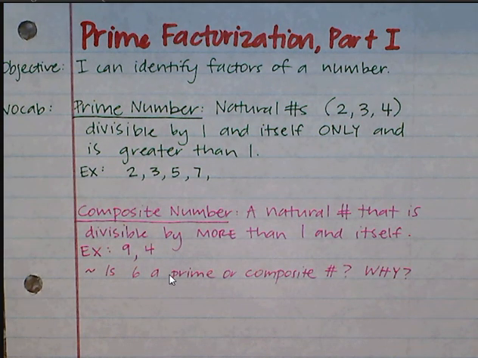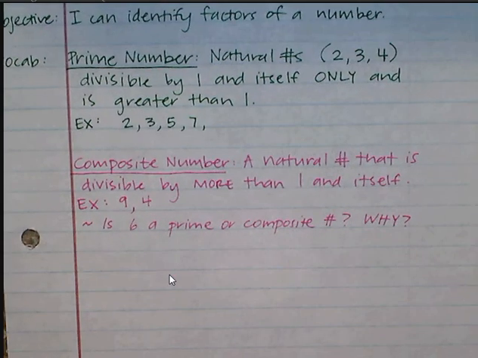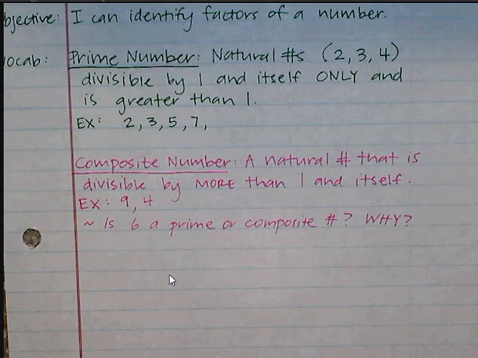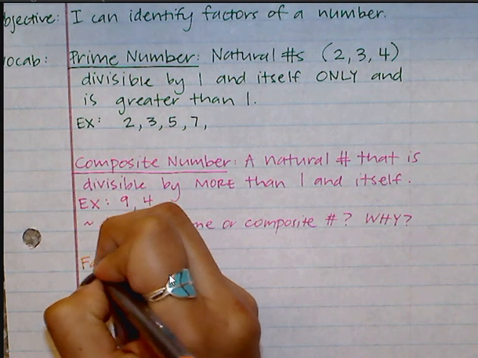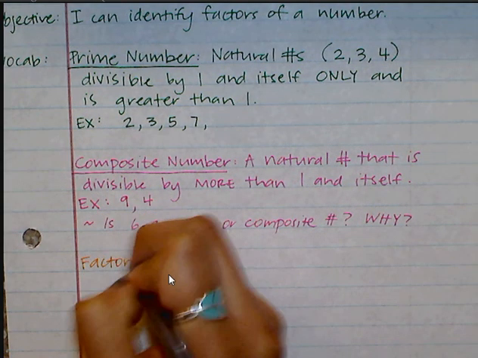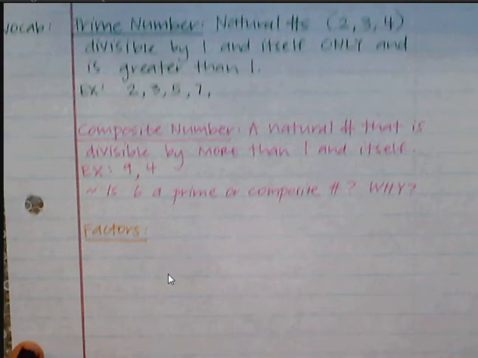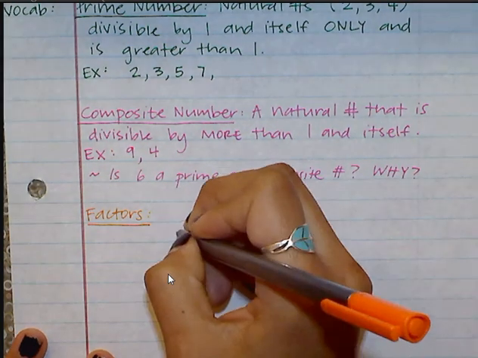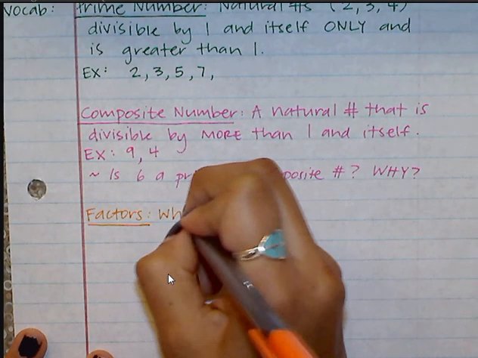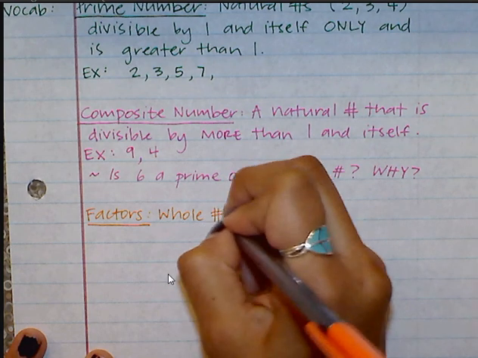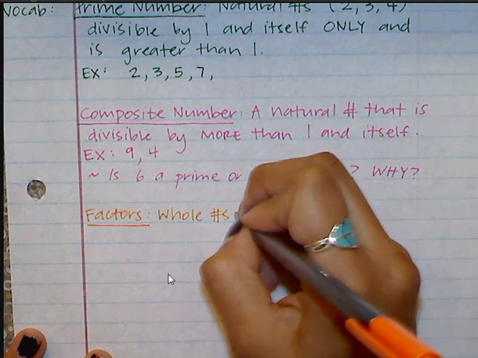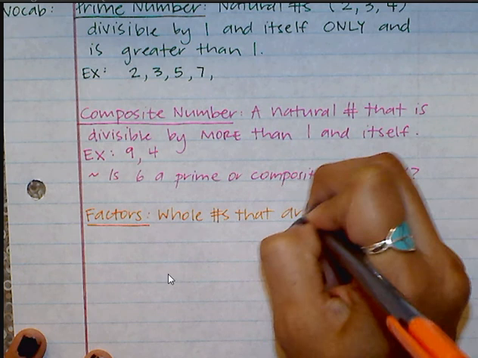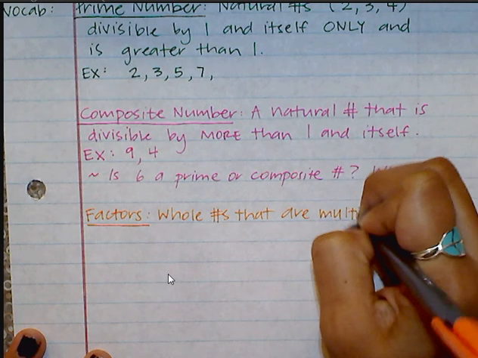Okay? So let's add one more vocabulary word. This one should be super easy. Let's do factors. Factors are whole numbers that are multiplied to find a product.